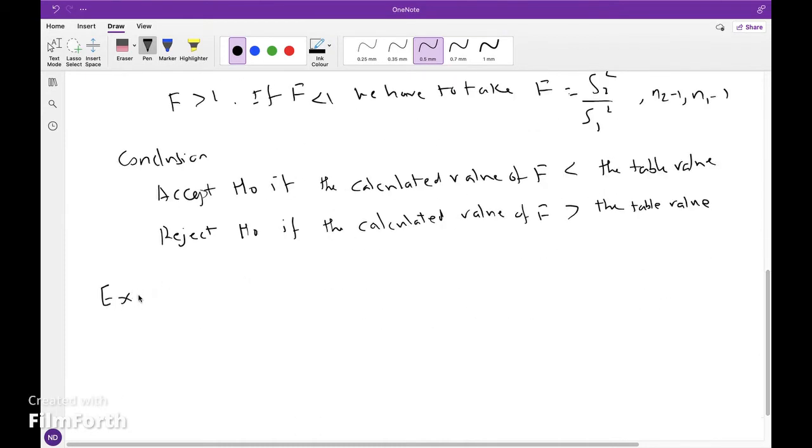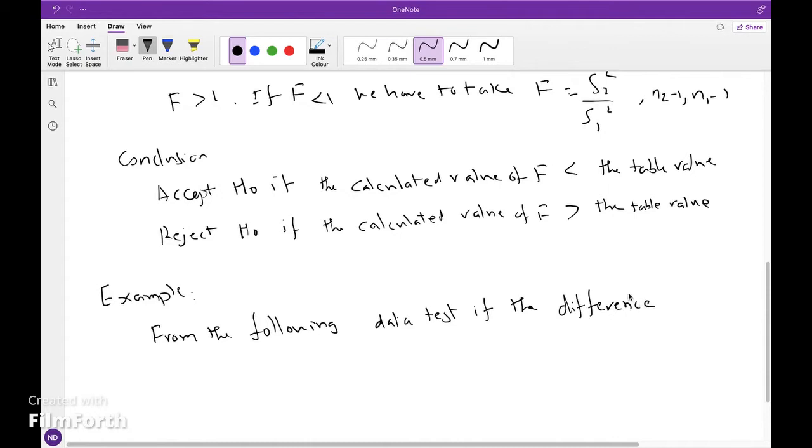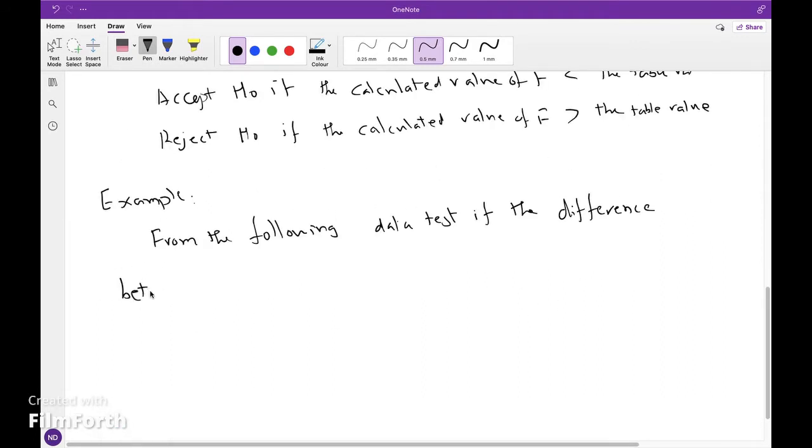Example. From the following data, test if the difference between the variances is significant at 5% level of significance.